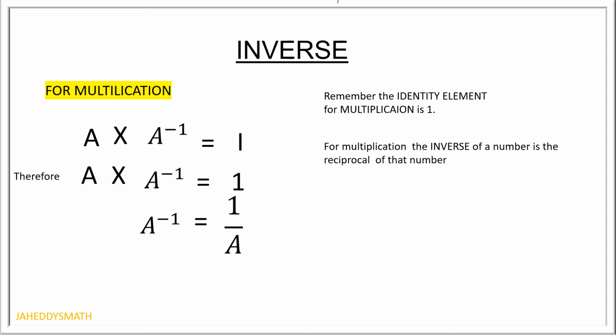Let us look at an example. If we have 3, it must be multiplied by the reciprocal of 3, which is 1 over 3. And by simple calculation, we know that this is equal to 1, which is the identity element for multiplication. Let us look at 2/5. Now, the inverse of 2/5 is 5 over 2. And if we do the necessary cancellation, the result is 1.